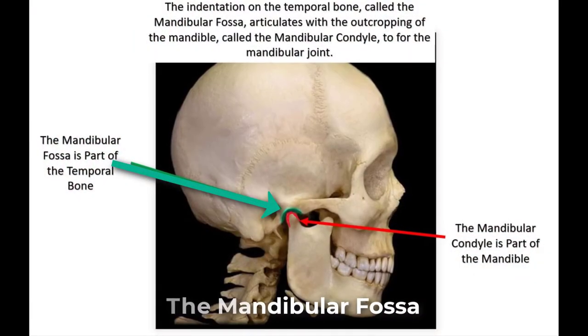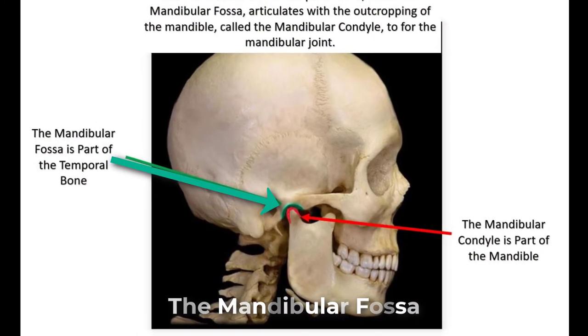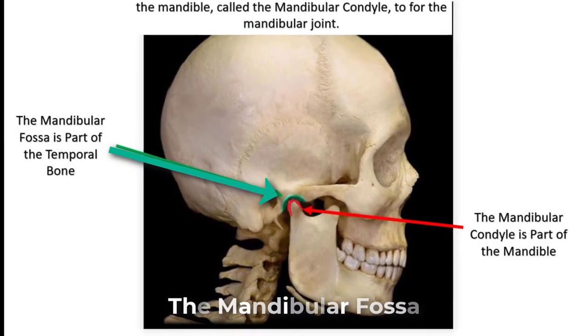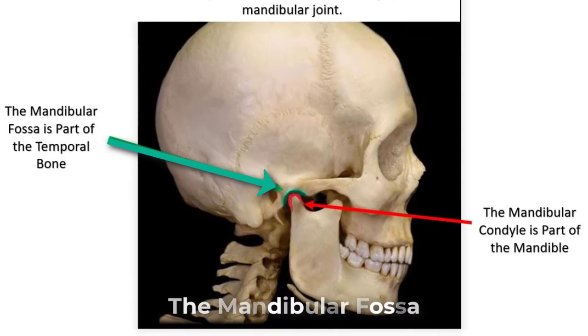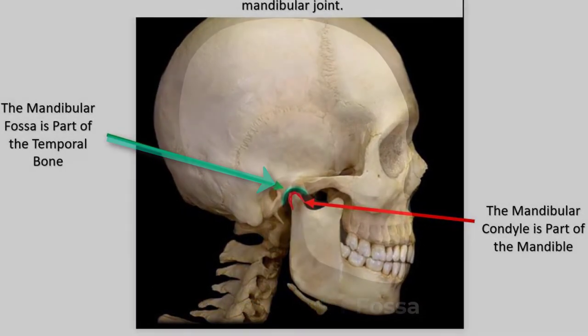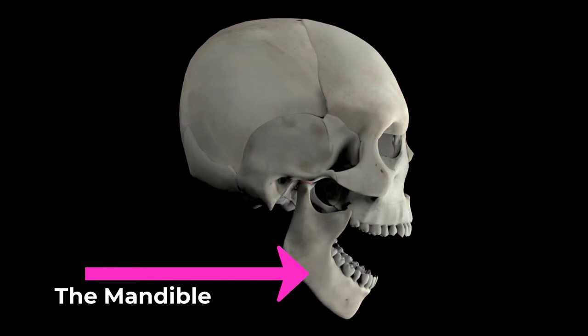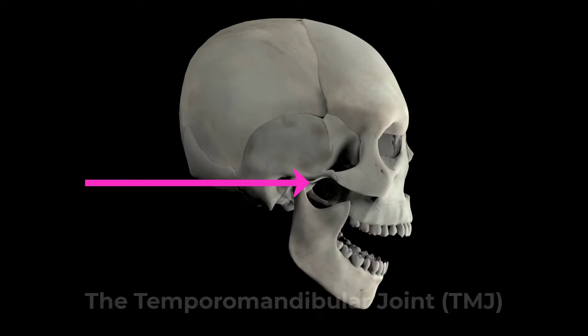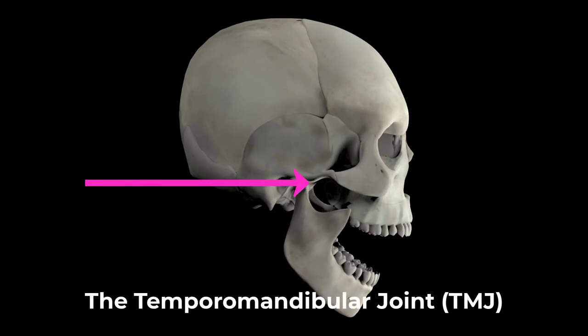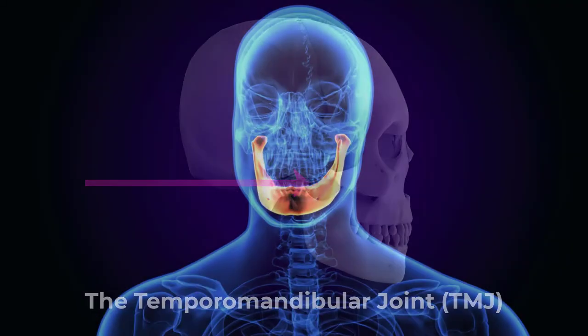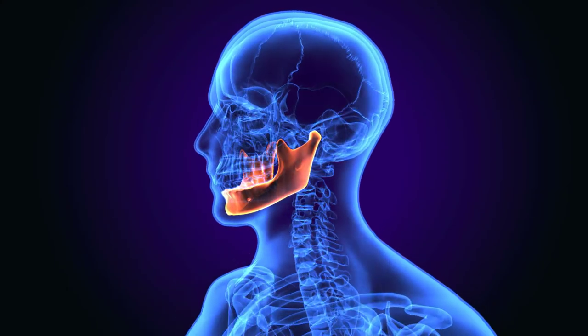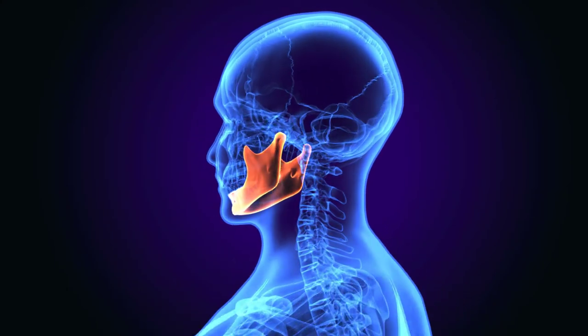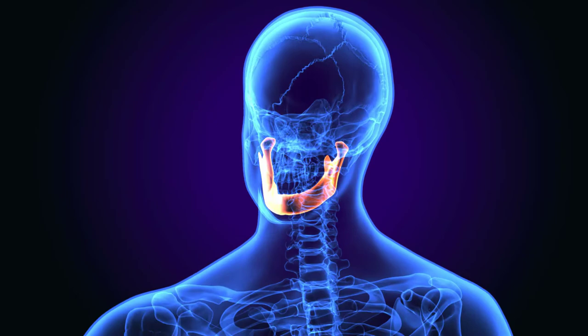The mandibular fossa is a deep oval-shaped depression located on the external base of the skull just in front of the external acoustic meatus. The mandible, or lower jaw, joins with the skull at this site as part of the temporomandibular joint, or TMJ. The temporomandibular joint allows for movement of the mandible during opening and closing of the mouth.